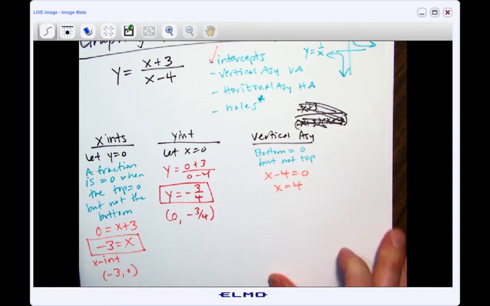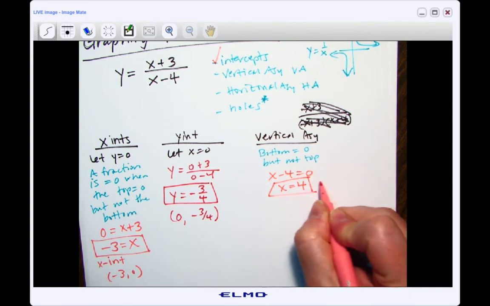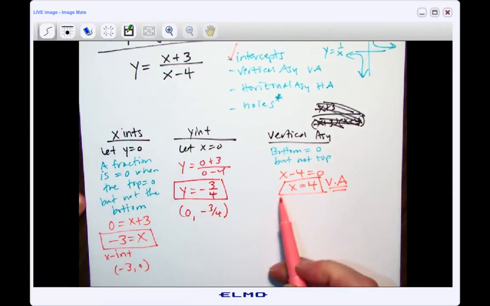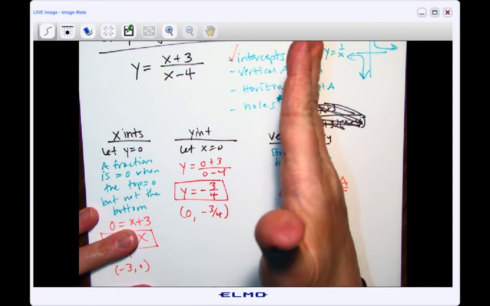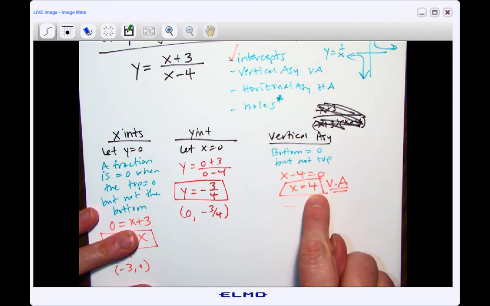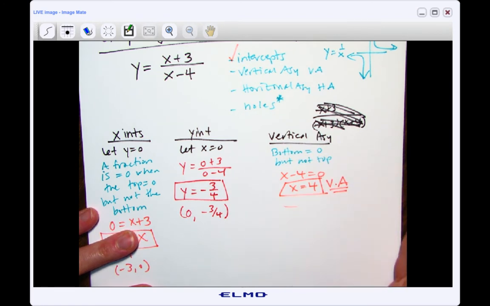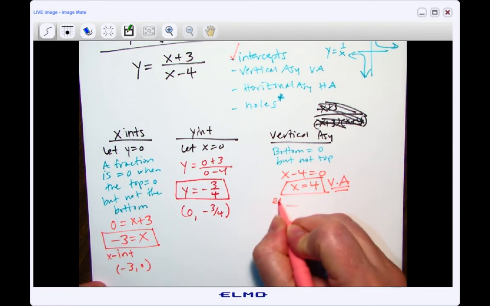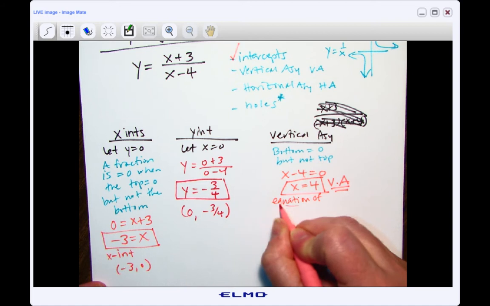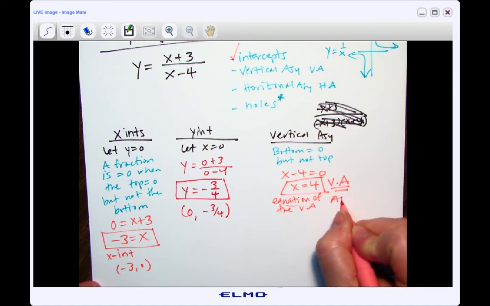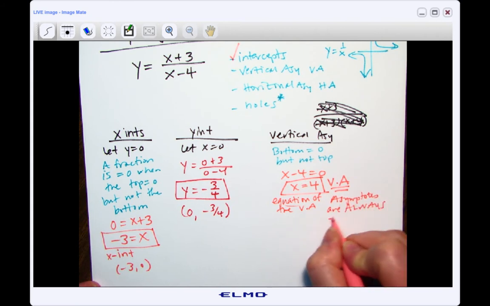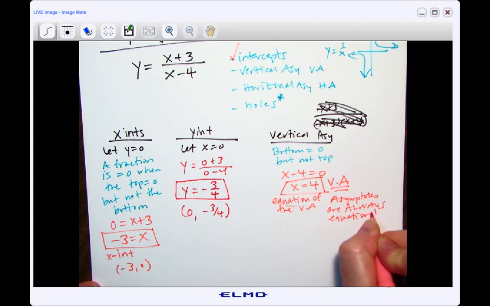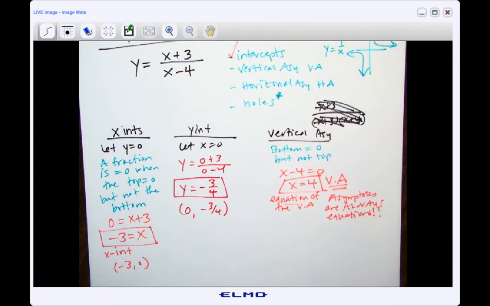And this is my vertical asymptote. And it's actually this equation. You have to say x is equal to 4, because it's a vertical line, and that's the equation of a vertical line. It's not the number 4. It's x is equal to 4. It's that equation. Asymptotes are always equations. They're not numbers.